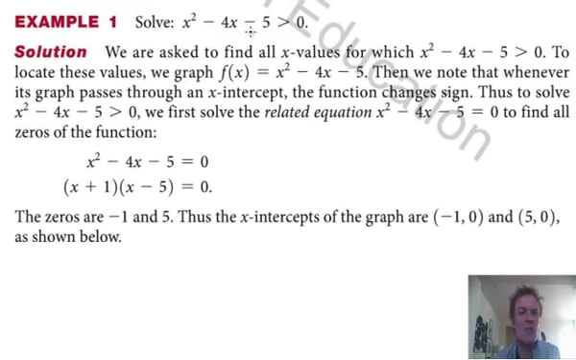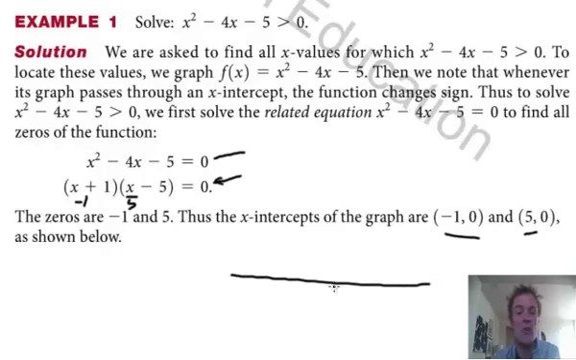Right, x squared minus 4x minus 5 greater than 0. Now we still solve it as though it was equal to 0. This way we'll find the x-intercepts. So I factored it, got x plus 1, x minus 5. So you can see that negative 1 and positive 5 would be the zeros, the x-intercepts. Now what we do is put those on a number line.